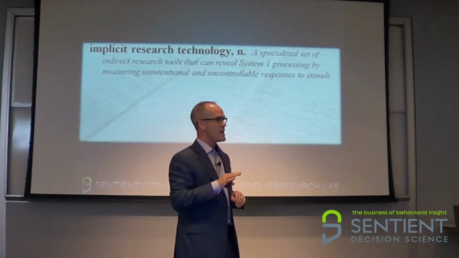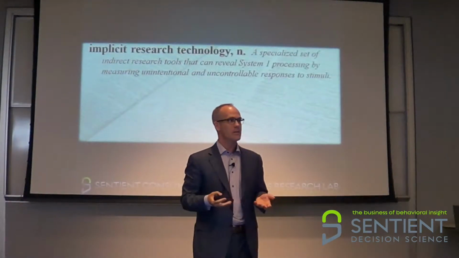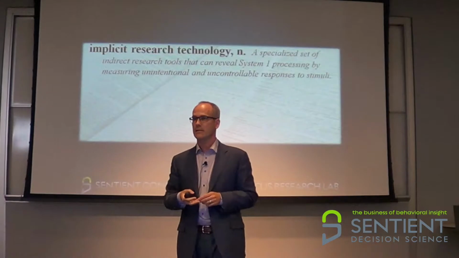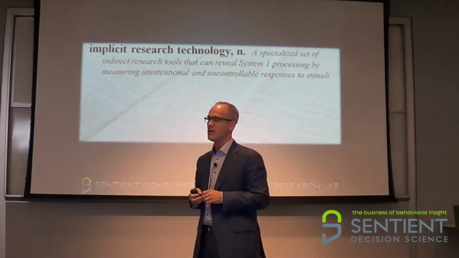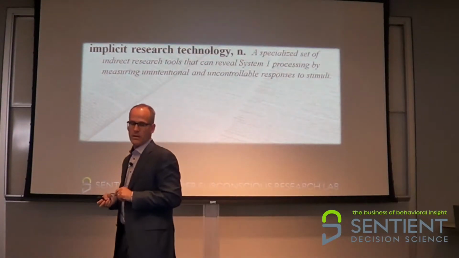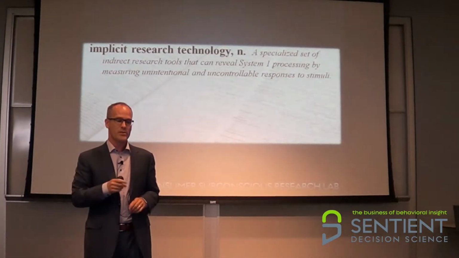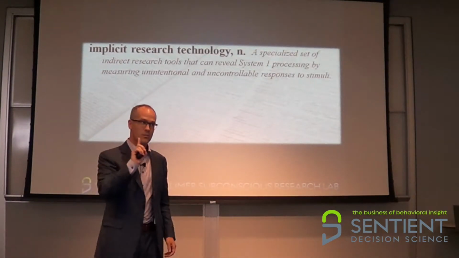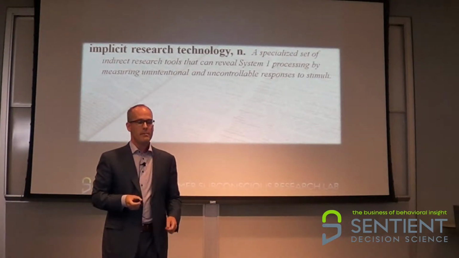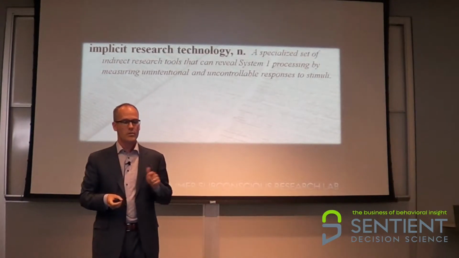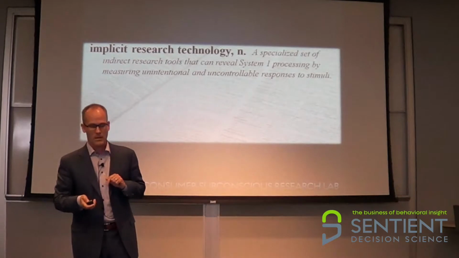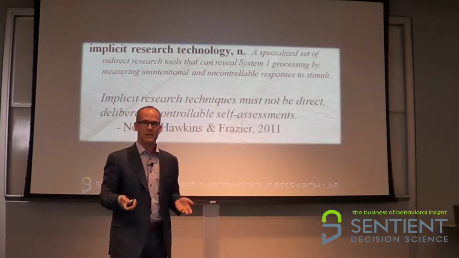So we want to define what implicit research technology is and what an implicit research technique is, because there are a lot of floating definitions out there. And we'd like to offer this one. Implicit research technology is a specialized set of indirect research tools that can reveal system one processing by measuring unintentional, uncontrollable responses to stimuli. And we didn't just make this up. This is based on the literature.